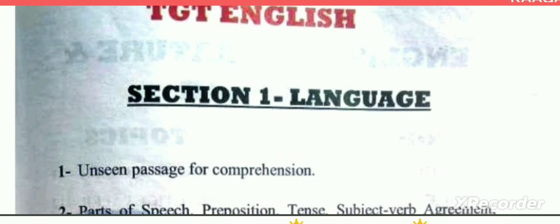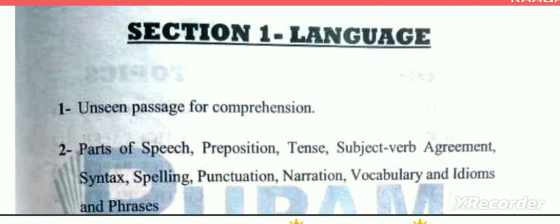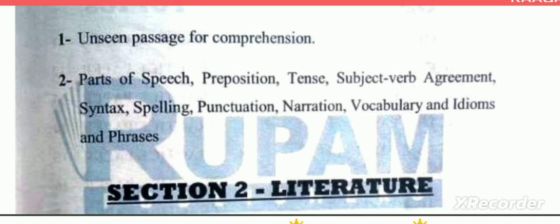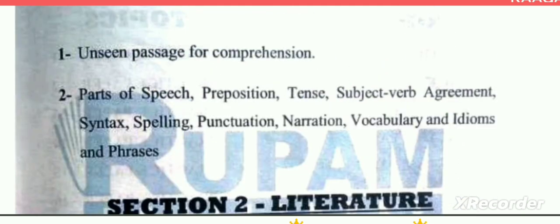So all of you see, the first part is language. Those who are preparing for the TGT for the first time can see the syllabus: unseen passages for comprehension, parts of speech, preposition, tense, subject verb agreement, syntax, spelling, punctuation, narration, vocabulary, and idioms and phrases. These are the parts from grammar.